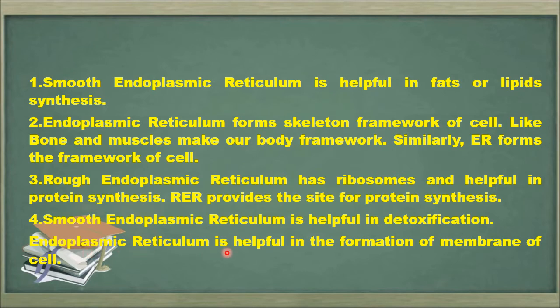Endoplasmic reticulum is helpful in the formation of the membrane of the cell. So endoplasmic reticulum, along with these functions, is also responsible for the formation of cell membrane. As you know, cell membrane is made up of fats and proteins. So the endoplasmic reticulum is going to provide the material so that the cell membrane can be made. You may be thinking that the cell membrane is already made, so why do they need more material for making cell membrane?